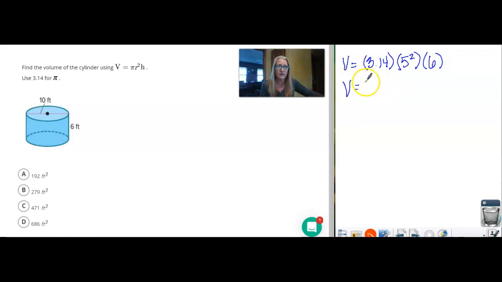Well, let's go ahead and do that square first. Now, some of you are probably slick enough to figure out that it doesn't really matter if you do the squaring first. You end up with the same answer, and that's because squaring 5 is basically 5 times 5, which is multiplication, and multiplication is commutative, so it doesn't matter what order we multiply them in. When you multiply these three numbers together, you get 471. Oh, looks like it's C again.